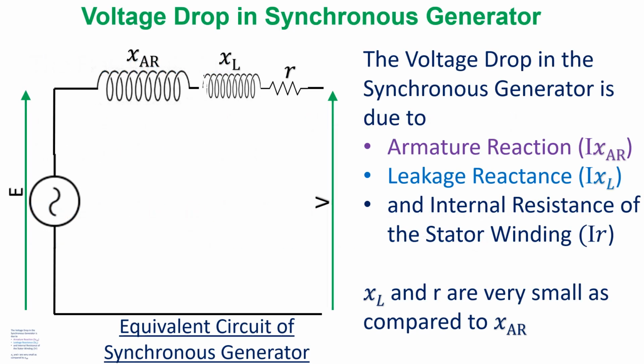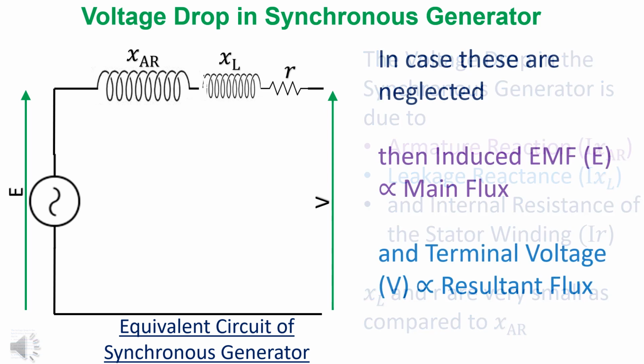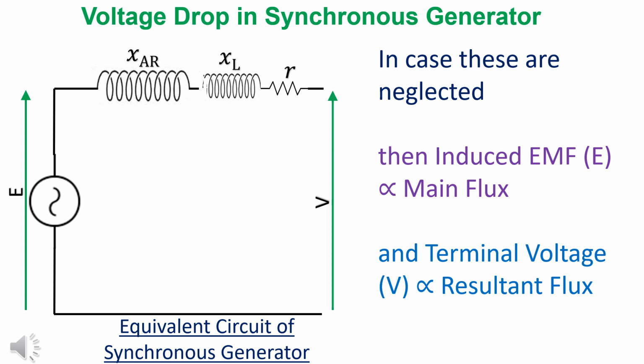The voltage drop in the synchronous generator is due to the armature reaction, the leakage reactance, and the internal resistance of the stator winding. In case the leakage reactance and the internal resistance of the winding are neglected, then induced EMF is proportional to the main flux and the terminal voltage is proportional to the resultant flux.